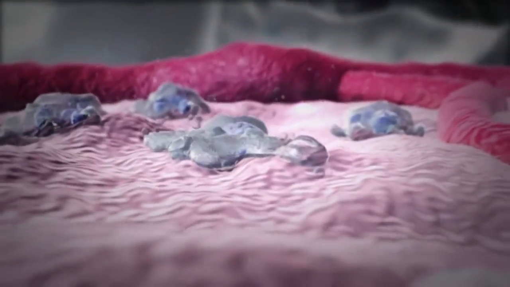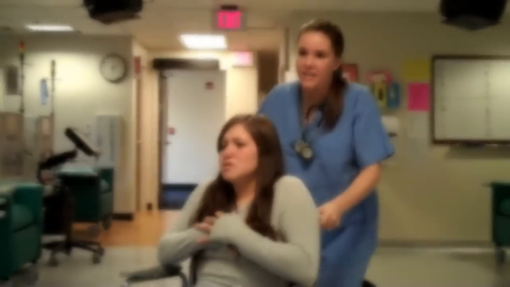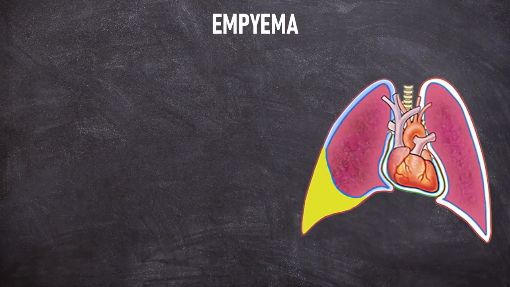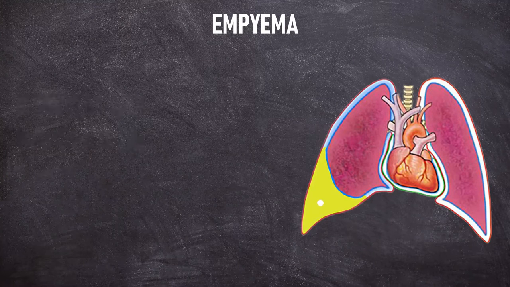the lungs. The buildup of pus is the reason that causes pressure on the lungs, resulting to dyspnea and angina pectoris, which is chest pain. So if the infection is prolonged without treatment, the pus eventually accumulates up to 2 cups or half a liter of infected fluid, which later on progresses into empyema.